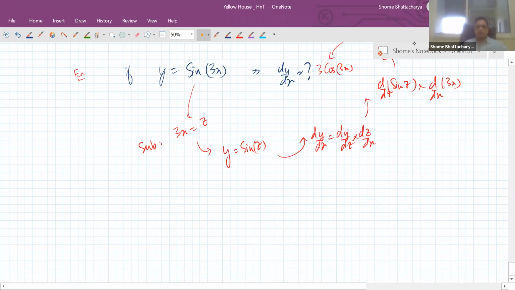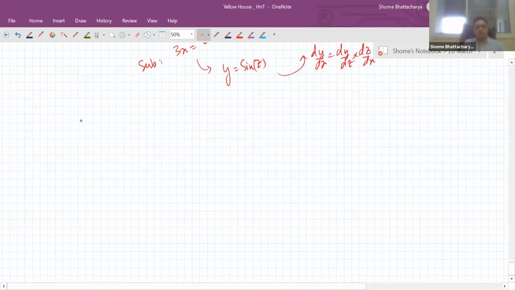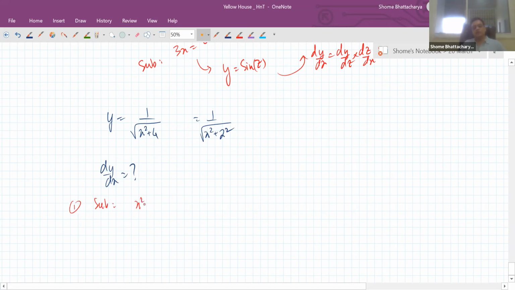Okay. So now similarly we have to use this thing that if I have y is equal to, let's say, 1 upon square root of x square plus 4, I suppose very first one. So that is 1 upon square root of x square plus 2 square, like that. So I want to find dy by dx. So what I'll do is first step I'll do substitution. I'll substitute x square plus 4 as z. So y becomes 1 by root z, or z to the power minus half.